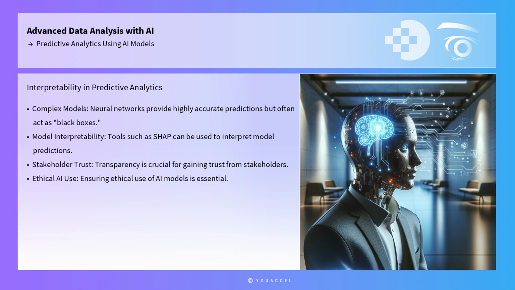Another essential consideration in predictive analytics is the interpretability of the models. While complex models such as neural networks can provide highly accurate predictions, they often act as black boxes, making it challenging to understand how they arrive at a particular decision. Tools such as SHAP can be used to interpret model predictions, providing insights into which features are most influential in the decision-making process. This transparency is crucial for gaining trust from stakeholders and ensuring ethical use of AI models.